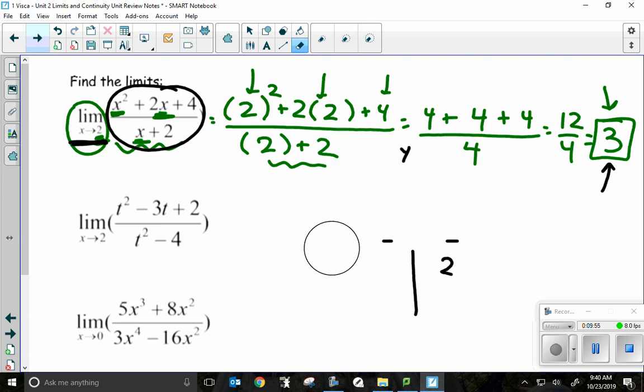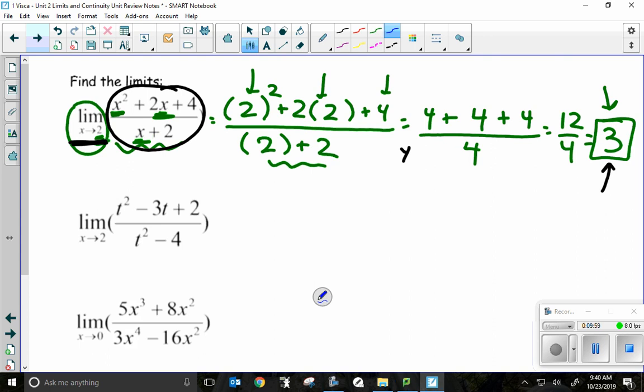All right, let's try another one of these bad boys. Let's try the second one. I've got to throw a 2 in for my t, so this should be as t approaches 2. All right, well, right off the bat, I see a problem. If I throw a 2 in here, 2 squared is 4, and 4 minus 4 is 0. I would end up with a 0 on the bottom. So let's see if I can manipulate this algebraically and get rid of that problem.